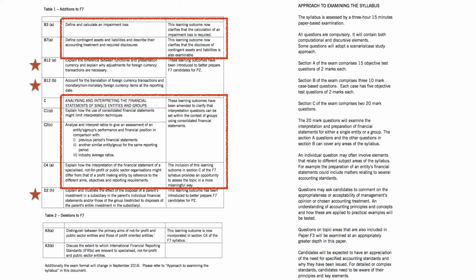The not-for-profit bit is now changed in terms of where it is on the syllabus, and the extent of IFRS being relevant for not-for-profits is removed. So that's the changes to the actual syllabus.